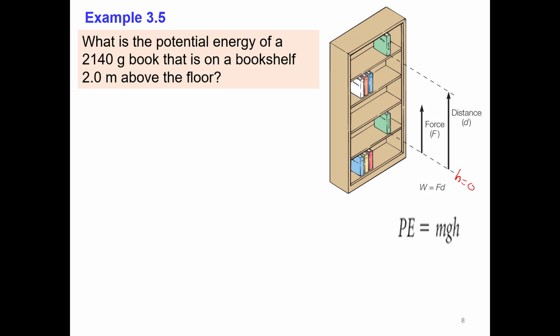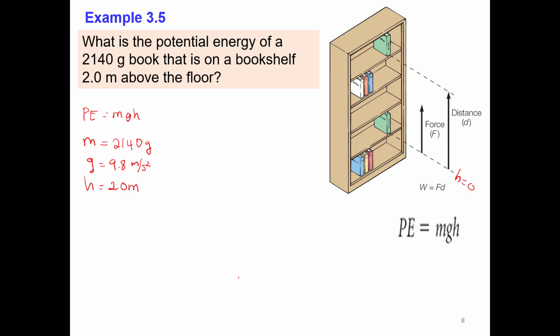And now we know the potential energy equals mass times g times h. The mass in this particular case is 2,140 grams, the g value, and the height equals 2.0 meters. Before we start calculating the potential energy, we need to check if the units are consistent, if they are in the same system. In this case, these two units are in the SI system, but this one is in the Gaussian or CGS system. It's in grams, and we want kilograms, because the unit for mass in the SI system is kilograms. Then we need to convert this into kilograms.